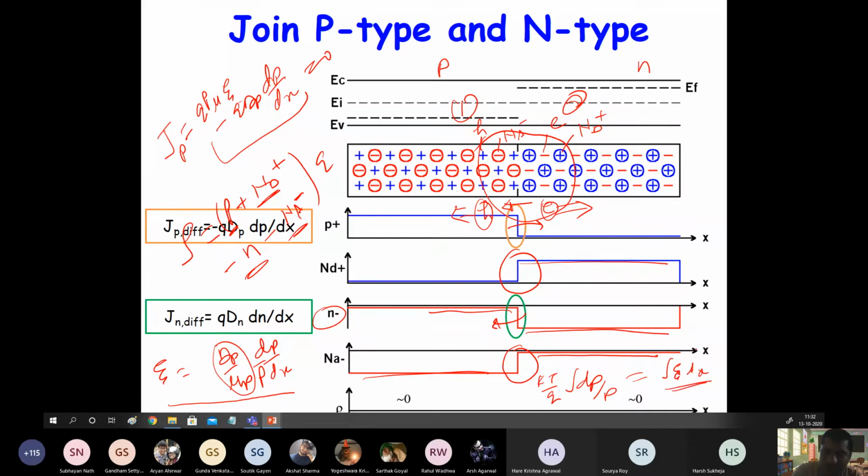Now integral E dx will be the built-in potential. So the built-in potential will be basically kT by q times the log of p, the logarithmic ratio of p in n by p in p, right? That will basically give you NA ND by ni square, because p in n is ni square by ND, and here p is NA. If you take the division, it will become ni square by NA ND. So you will get the built-in potential.